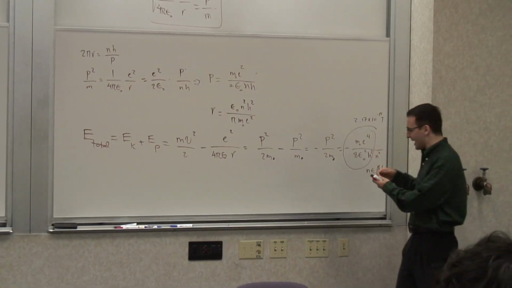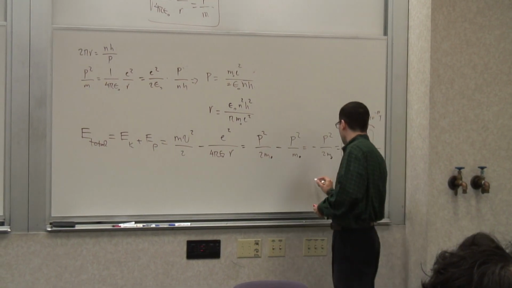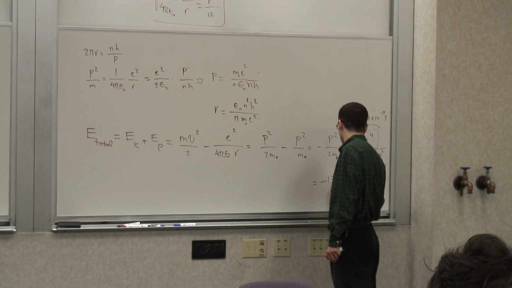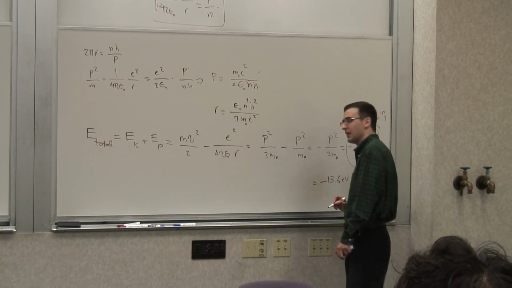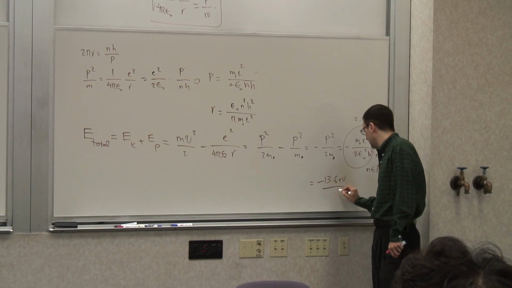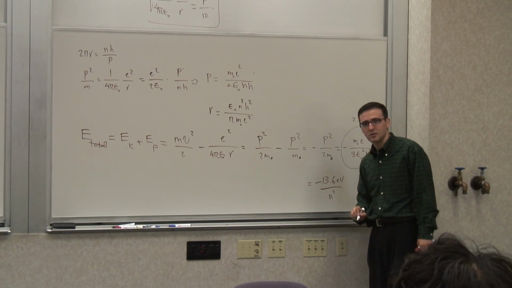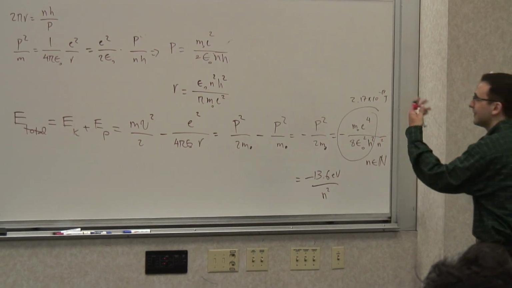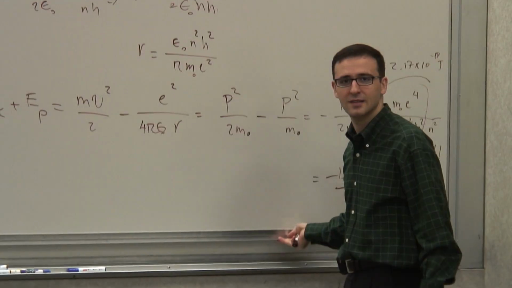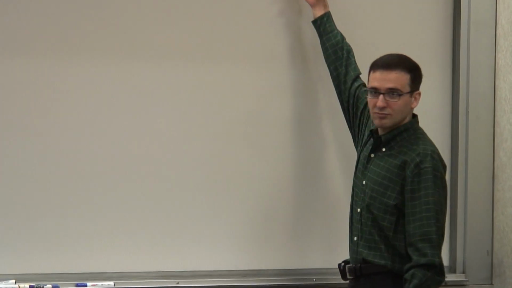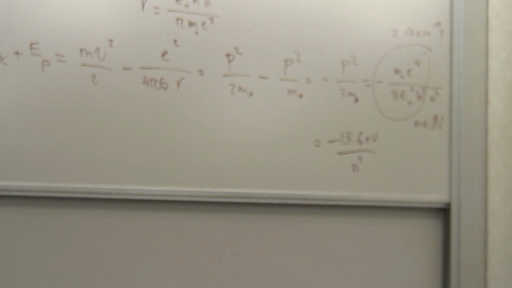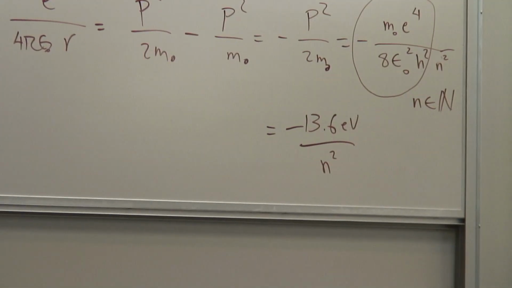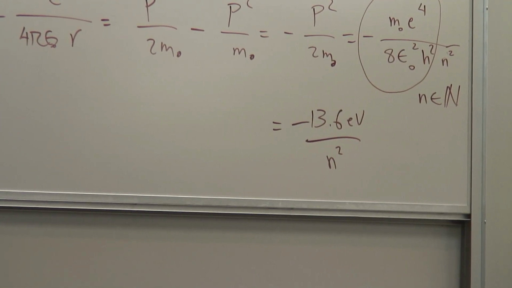Okay, that's some number, but you can rewrite it in electron volts. When you rewrite it in electron volts, it becomes a familiar number: minus 13.6 electron volts divided by n squared. So what's the point of this calculation? The point is that there are discrete energy levels. You can't have any arbitrary energy level. This simple system will just have a limited number of them.